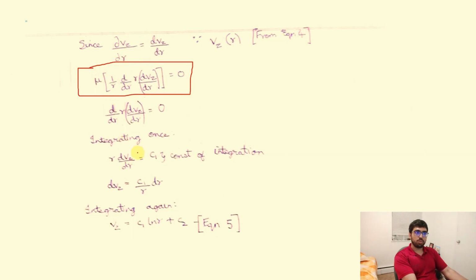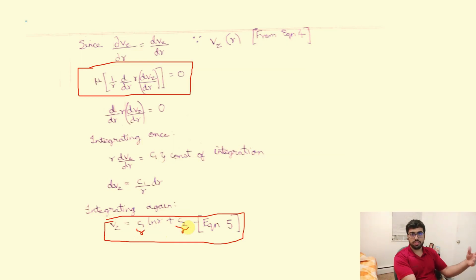So we will integrate once. We have C1 on the right hand side, and we'll integrate it again to get this equation, and we'll call it equation 5. And yeah, so now we have two unknowns here, which are the constants of integration C1 and C2. And in order to find these constants of integration, we need at least two values of this function at whatever points, and luckily for us we have something called the boundary conditions.